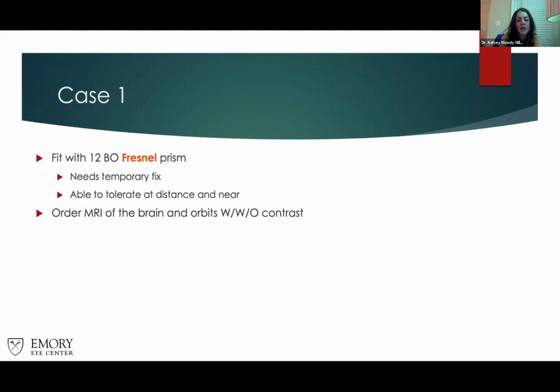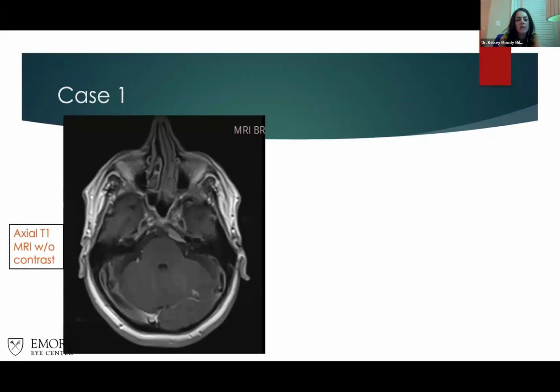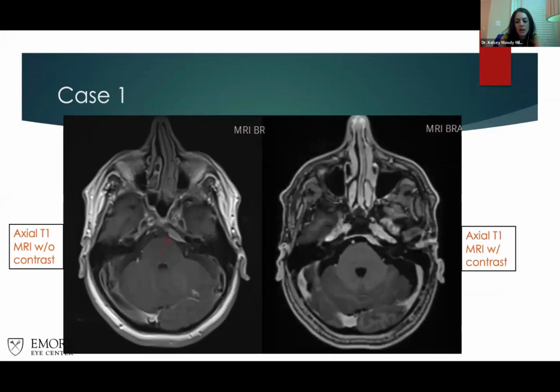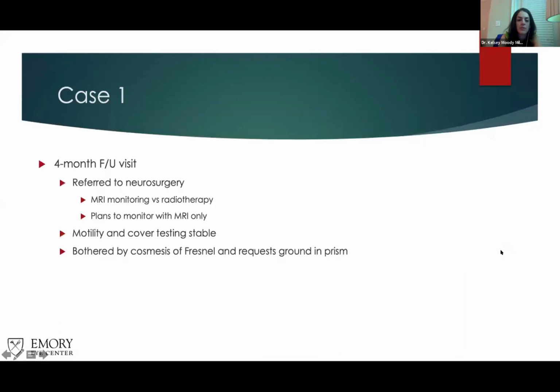This is a temporary fix. Even though he had less prism needed at near, he was able to tolerate it at near. And so we were able to do it just on his regular glasses, and an MRI was ordered to determine the etiology. And here he had a small meningioma right on the clivus. Again, this is the pons, so the 6 is going to exit the pons and it's going to kind of hit this meningioma. And so this was the cause of his double vision.